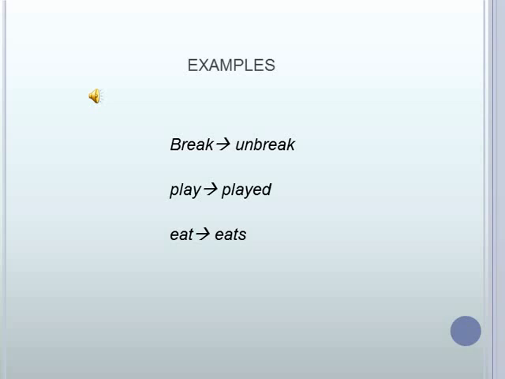So here we have some examples, like the word break. We add un to break, it becomes unbreak, and it does change the meaning here, so it's a derivational affix. Also we have play to played, but it doesn't change meaning in this word, so it's still an inflectional affix. And the last example, eat and eats: we add s for the third person, and it doesn't change the meaning.